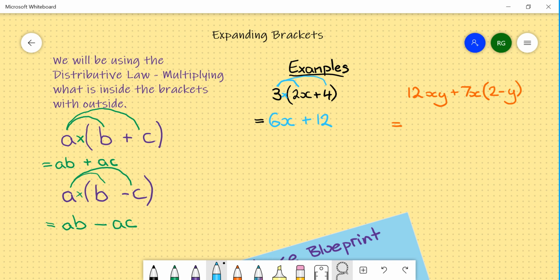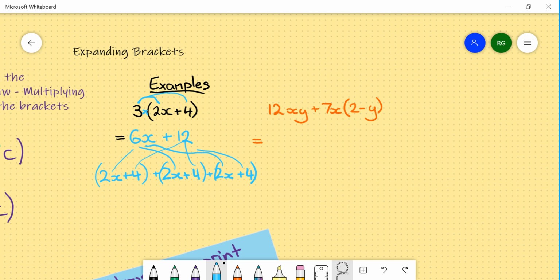6x plus 12. We could have checked that with 2x plus 4 plus 2x plus 4 plus 2x plus 4. We can put them in brackets, not that it makes any mathematical difference, but the 2x, 2x, and 2x makes 6 of them. 4, 4, and 4 makes the 12. A somewhat more complicated example is over here in orange.